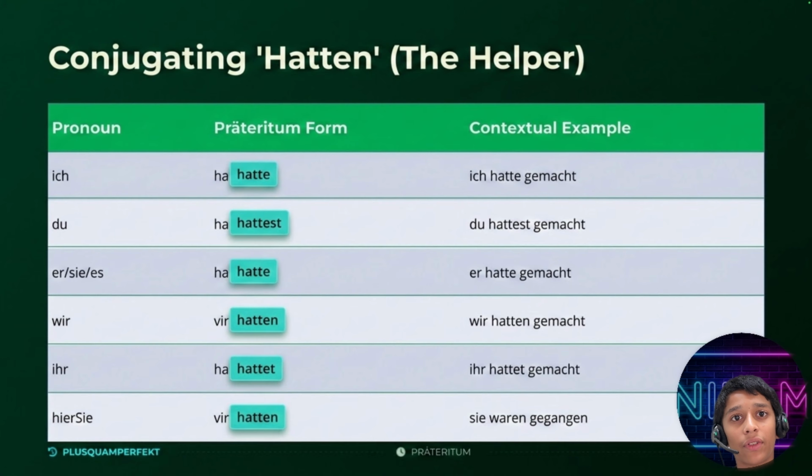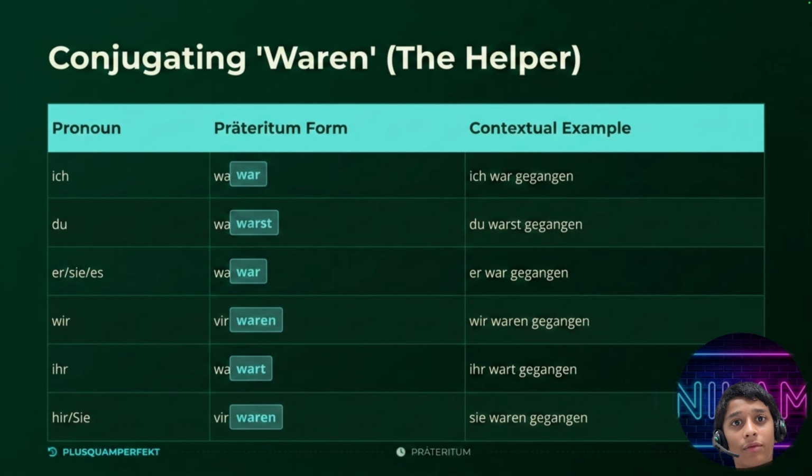Say these out loud with me a couple of times if you are following along. Repetition really is what makes this stick. Now the same drill, but for our movement and change of state auxiliary sein in its preterite form. Ich war, du warst, er war, wir waren, ihr wart, sie waren, paired with a participle. Ich war gegangen, I had gone. Wir waren gegangen, we had gone.